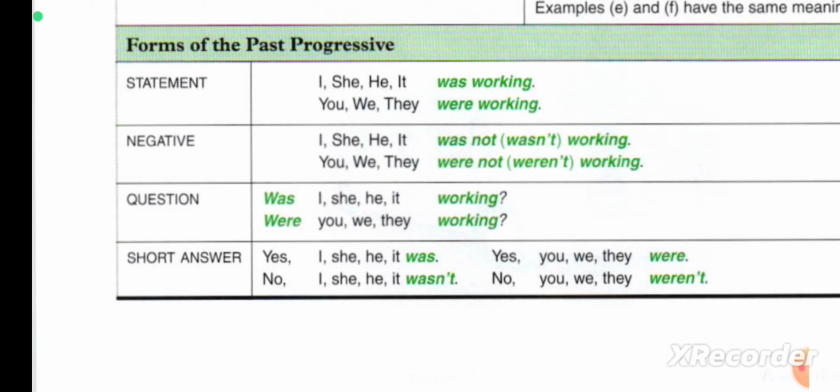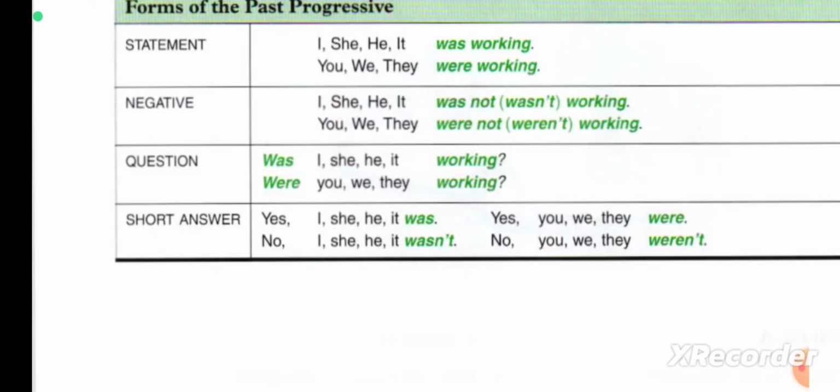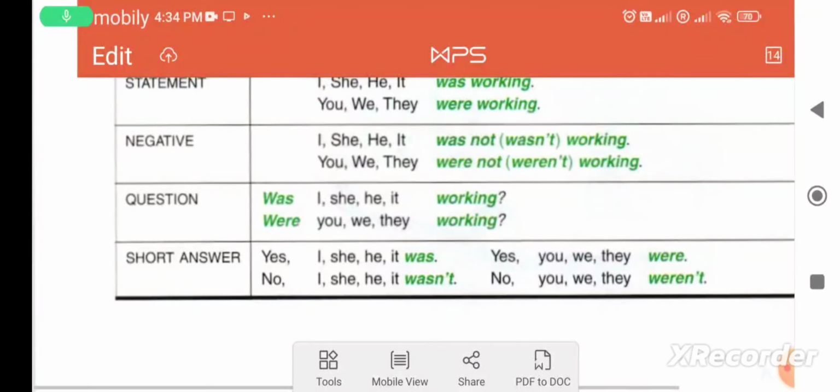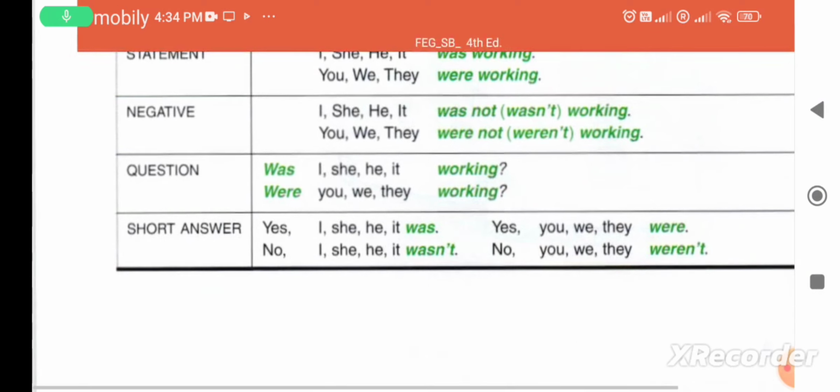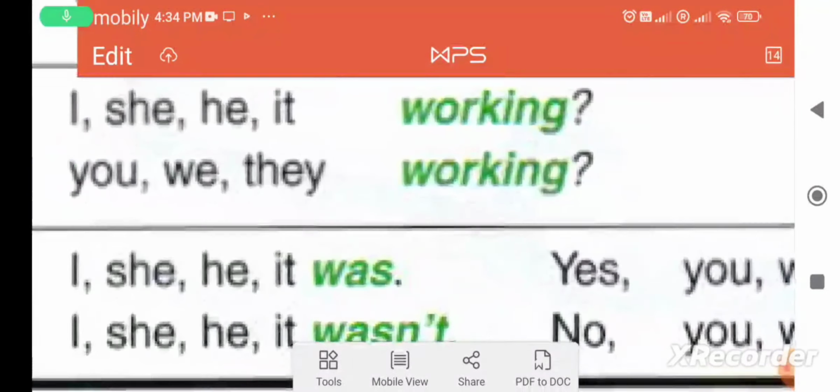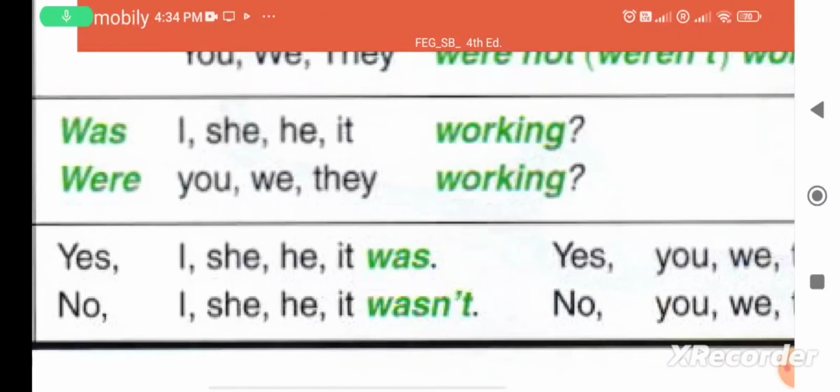If you want to negate the sentence, you just need to add the negation word not after the helping verb, like I was not working, she was not working, etc. If you want to make a question, you need to start the question with the helping verb was.